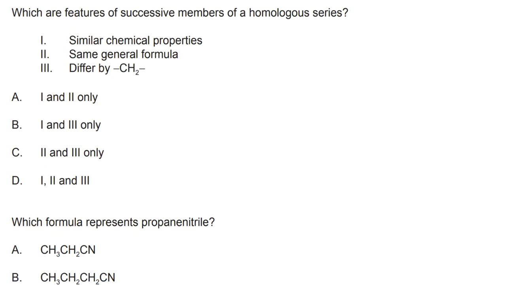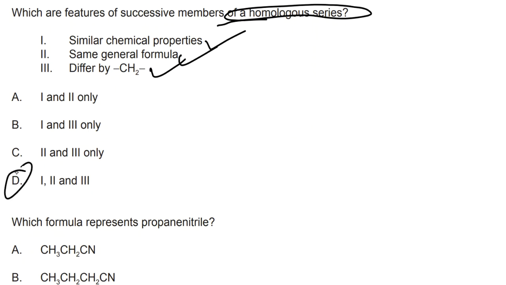Which are the features of successive members of a homologous series? Similar chemical properties, yes. Physical properties are the ones that diverge. Same general formula, yes. Differ by CH2, that's correct as well. So I'm going to go with 1, 2, 3 and pick D.